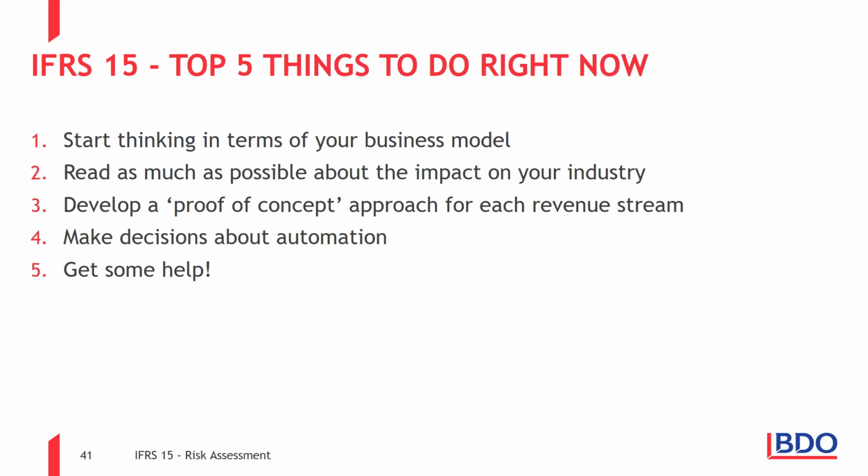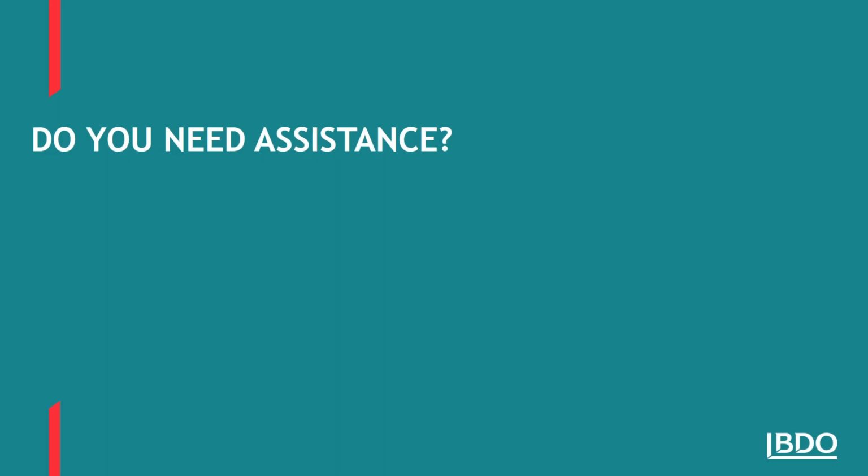Kevin, we've talked about these 5 things in our webinar in January, so I think I'm going to leave it as is and just say, just a reminder that we have to start to think in terms of our business model, read as much as possible around the impact on your industry, what other people have put up around how it would impact your industry, develop your proof of concept approach for each revenue stream, how you're going to do it, make some decisions around automation, and consider and assess whether you do need some help. So do you need assistance?